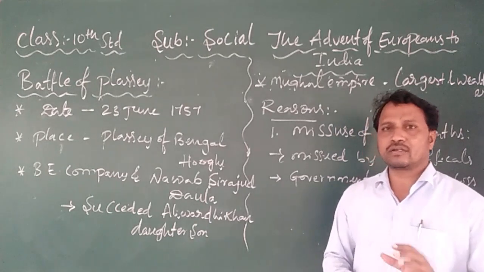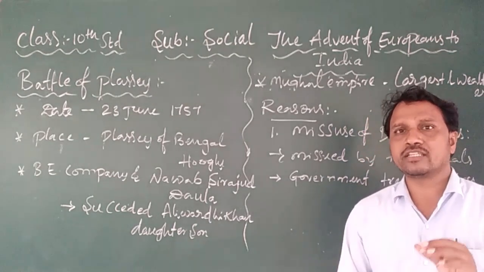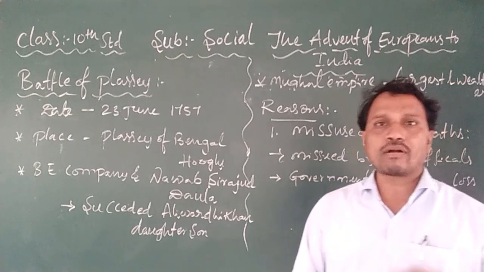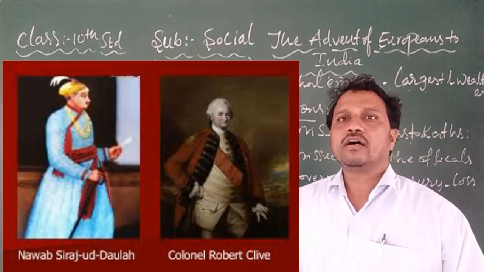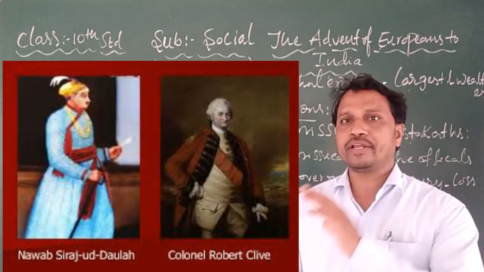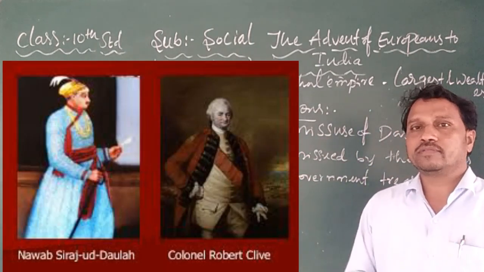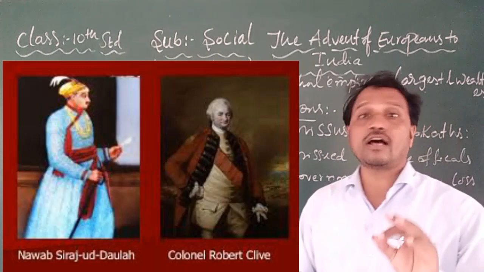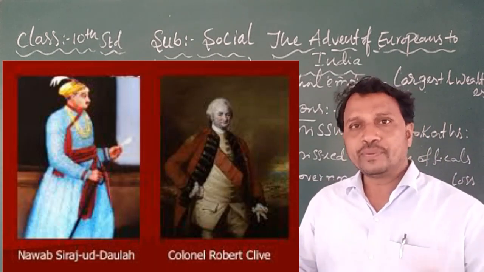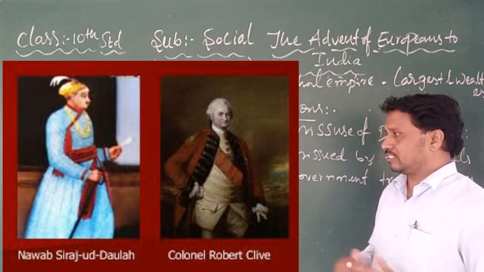On the British East India Company side, it was led especially by the Governor General Robert Clive, and on the other side was the Nawab, Siraj ud-Daulah. See, the Nawab's name is Siraj ud-Daulah. Between them the Battle of Plassey started here.